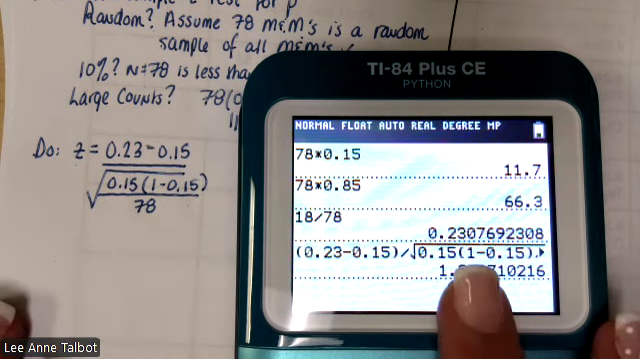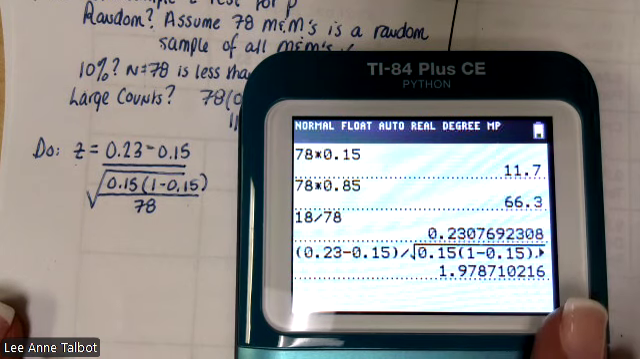We're going to go with 1.98. What's wrong? Did I do something wrong?